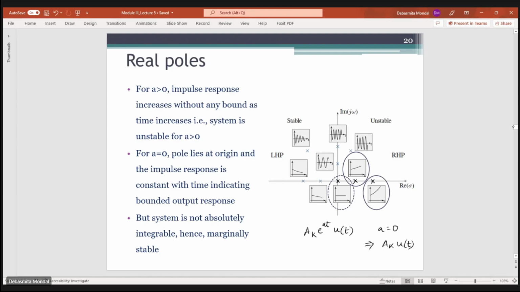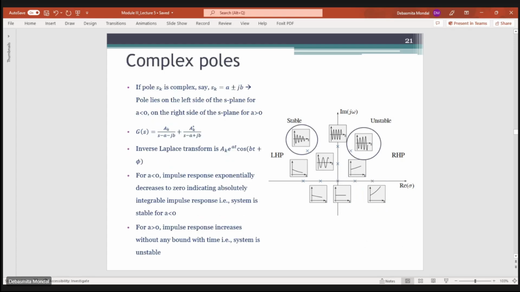So if you have poles at the origin, or not only at the origin, if your pole is lying on the imaginary axis, then your system will be marginally stable.